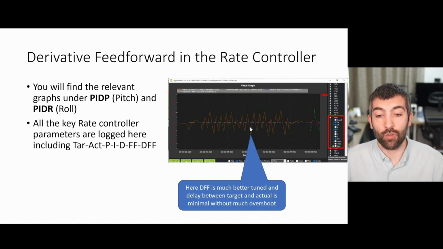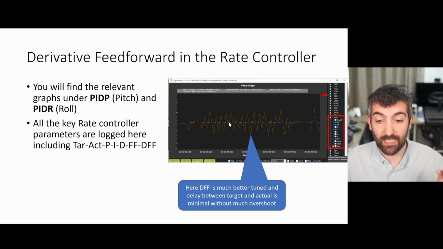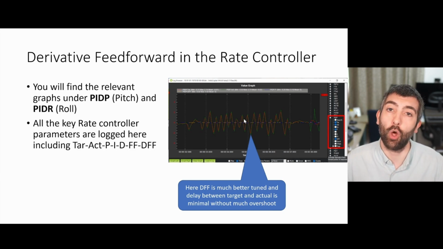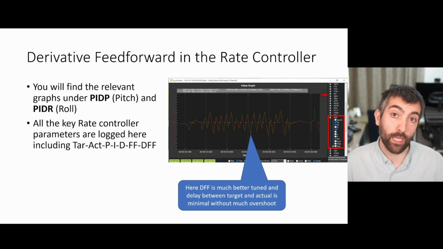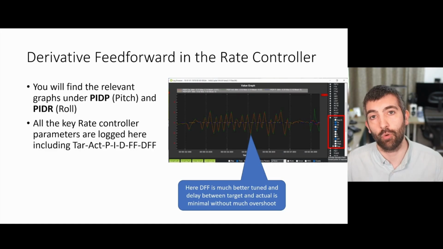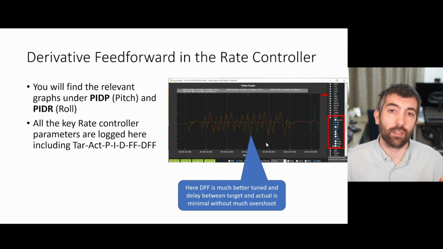Here's a log where derivative feed forward is correctly tuned. Here we still actually do have a small amount of delay between actual and target, but overshoot is minimized and we have a lot less delay now that derivative feed forward has been enabled than we had before we had enabled any derivative feed forward. That reduction in delay really benefits the control loops further up the chain, as it allows them to hold better angle, better velocity, and overall better navigation, position navigation, than you would be able to get if you did not have any DFF. So this is quite an advanced topic.